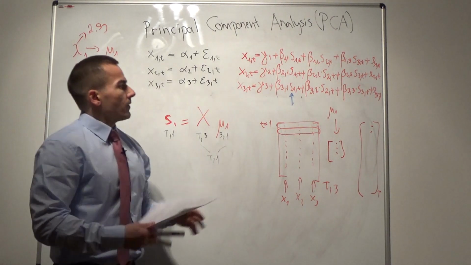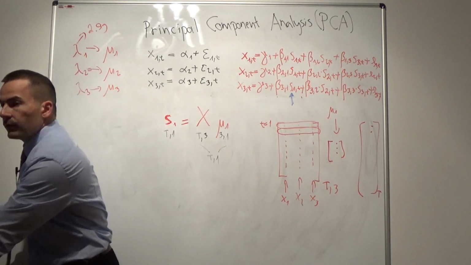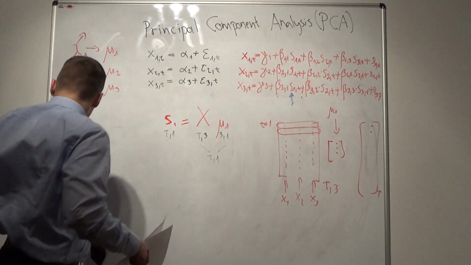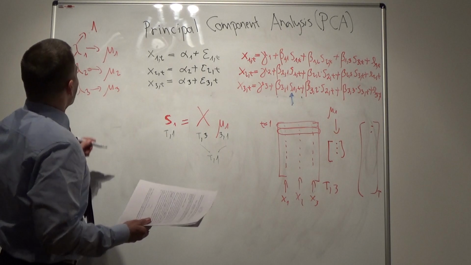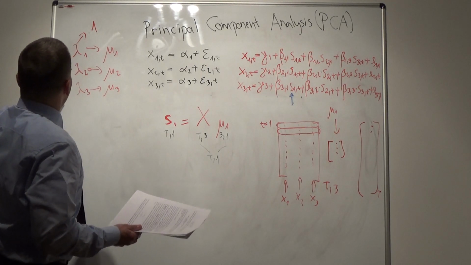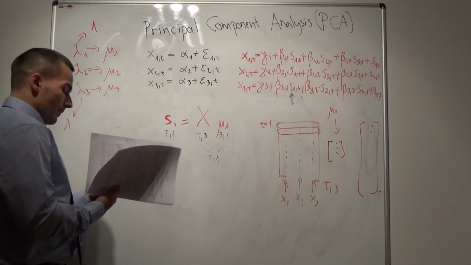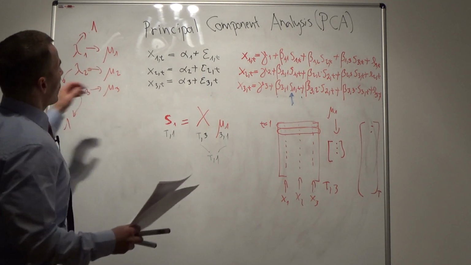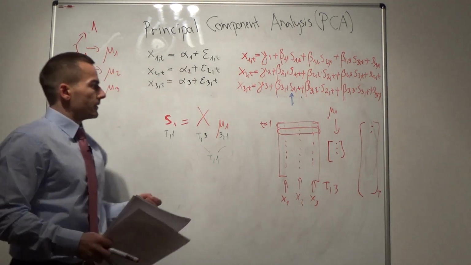So this is the one case. Now let's go back to the first case. Let us now assume that our first lambda is 1, the second lambda is also 1, and the third lambda is also 1. This is the case of uncorrelation, where our three processes are completely uncorrelated.